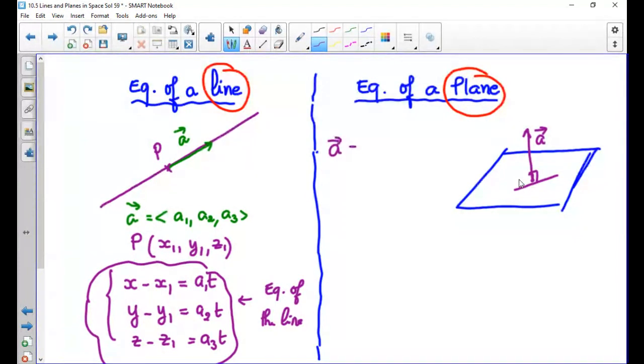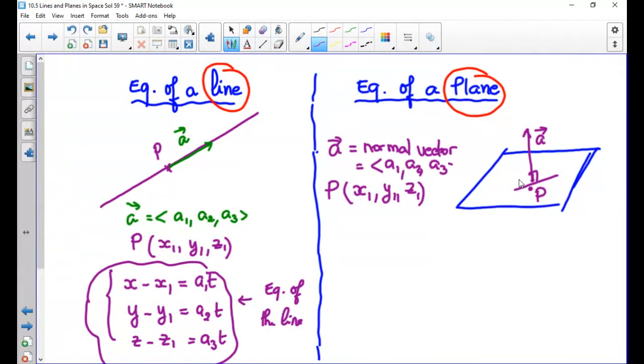A normal vector or perpendicular. Okay. What else do we need? A point. Yes, we need a point P also on the plane. So I need the point P, which is, again, if I call it x1, y1, z1, then with these 2 things, so let's say A is A1, A2, A3, like this. Then with these 2 things, I should be able to write the equation of the plane. Do you remember what it was?